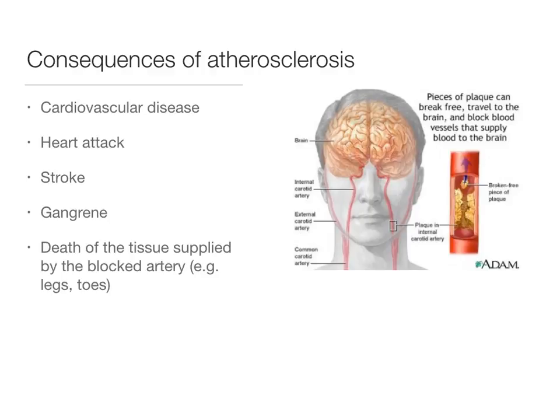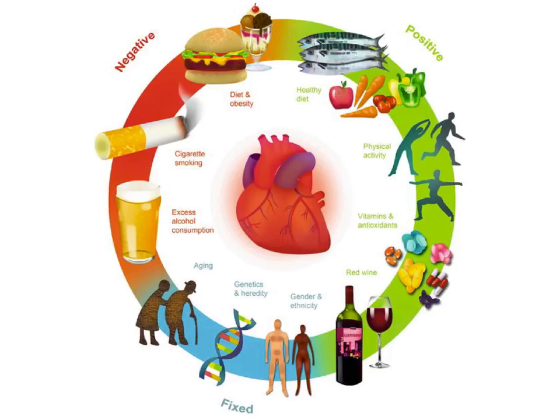So how can we go about preventing atherosclerosis? This slide shows a range of risk factors for atherosclerosis and cardiovascular disease, some fixed, some positive, and some negative. The fixed risk factors include aging, genetics and heredity, gender and ethnicity. These are risk factors that we can't do very much about, but we need to be aware if our particular age, genetics, gender, or ethnicity do put us at a greater risk of cardiovascular disease in order to monitor the disease.